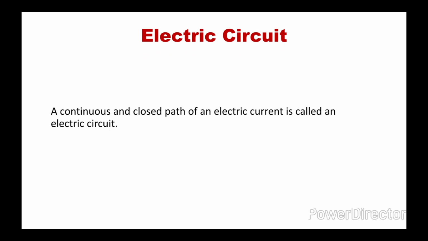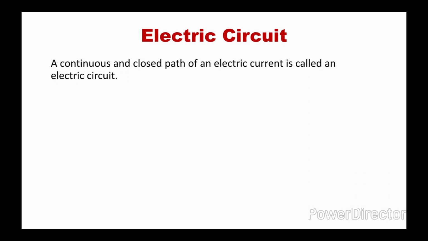Next is the electric circuit. What do you mean by electric circuit? It is a continuous and closed path of an electric current. If there is any break in the circuit, the electric current will not flow. So it must be closed and continuous. Then only the electric current flows through that particular circuit.